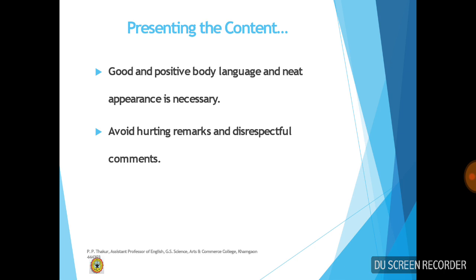You should avoid hurting remarks and disrespectful comments during your talk. You should not be disrespectful towards any gender, any culture, any nationality, any community, or any race. You should show courtesy to people when they ask you questions or when they discuss something with you.